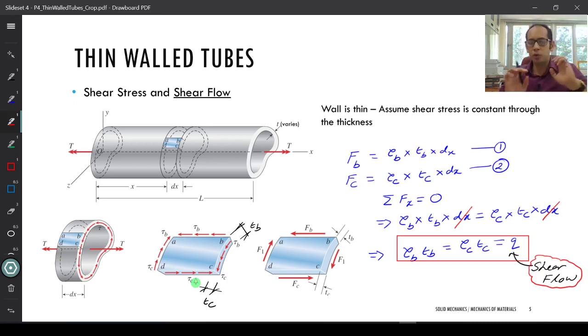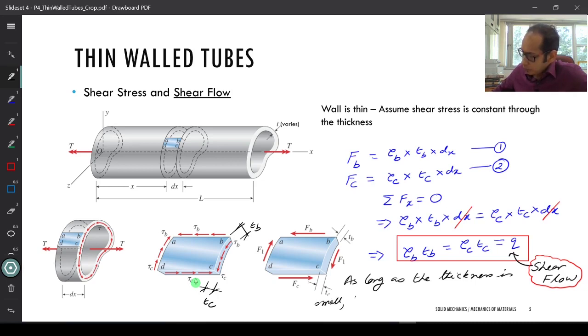So the overall conclusion is that, let's just write it down, as long as the thickness is small, the product of tau and T is a constant, and this constant is nothing but our shear flow. It's a very interesting concept which you will make a lot of use of later, right?